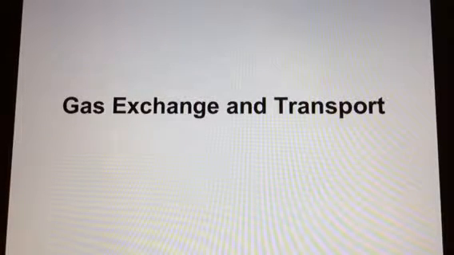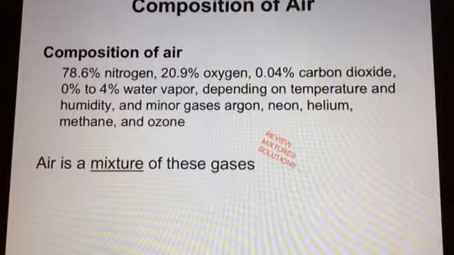Okay, this video is going to focus on gas exchange. Before we get to gas exchange, we have to think about what the composition of air is. We know that it's mostly nitrogen, 78.6%, and then oxygen at almost 21%, and then a teeny bit of carbon dioxide and a little bit of water vapor as well.